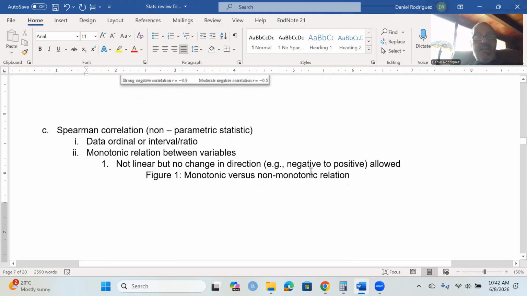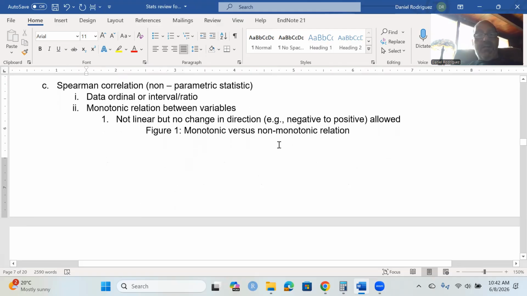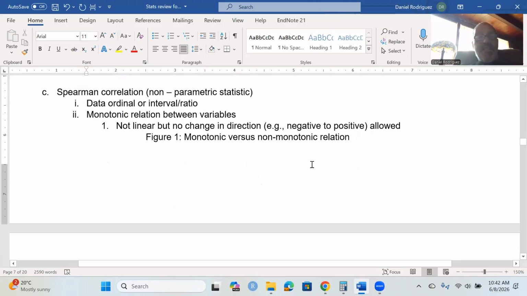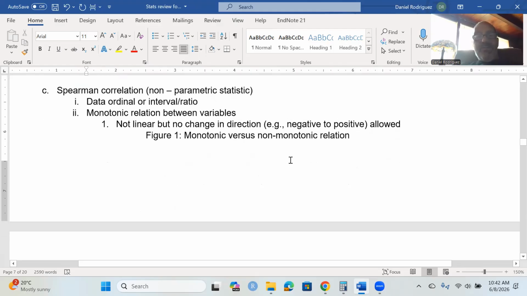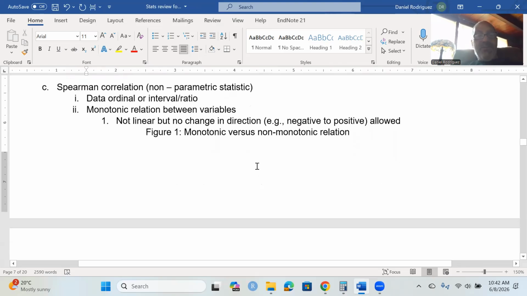When we lack a continuous variable for whatever reason, either the variable is not distributed normally, or we have non-parametric data, things like, for instance, ordinal variables, etc. We have to adapt to that. And one of the types of correlations we can do is a Spearman correlation.